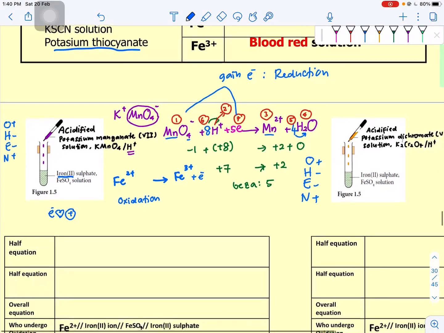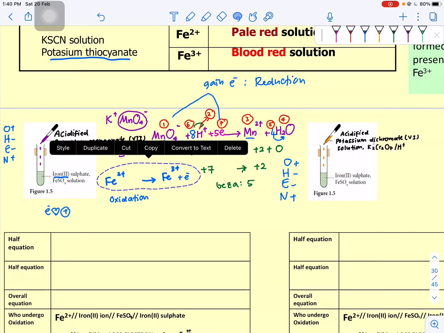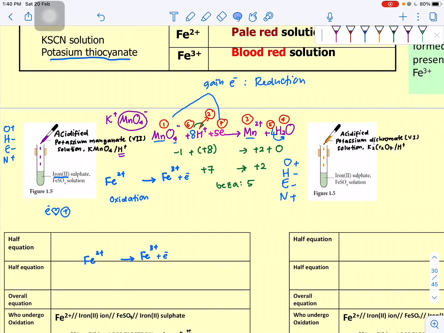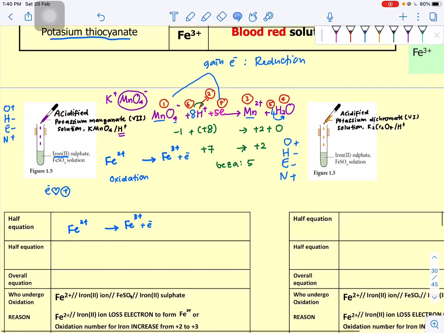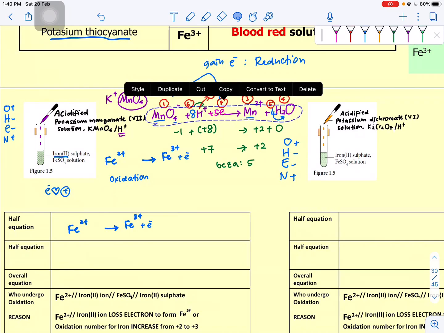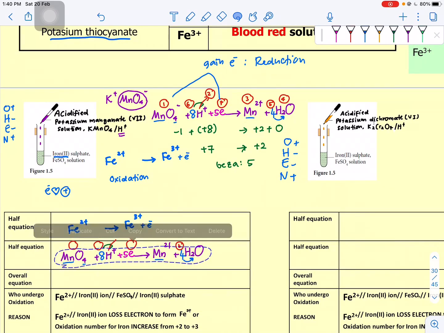So now let's complete the equation. Kita ada Fe turns to Fe2 plus. This is one of our reaction. Oxidation. Kita ada half equation reduction.